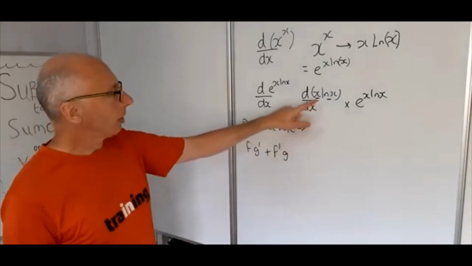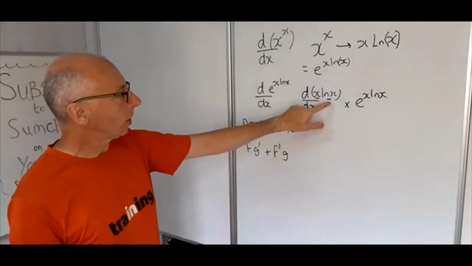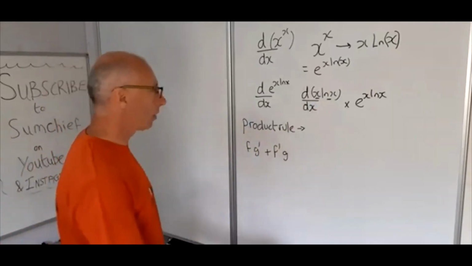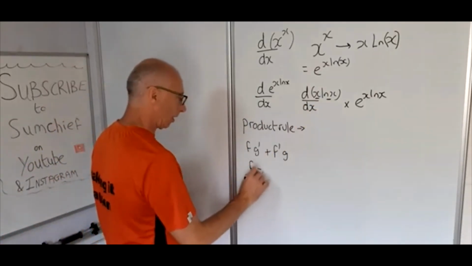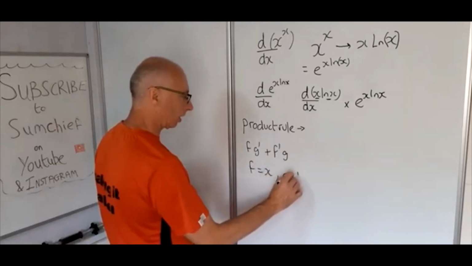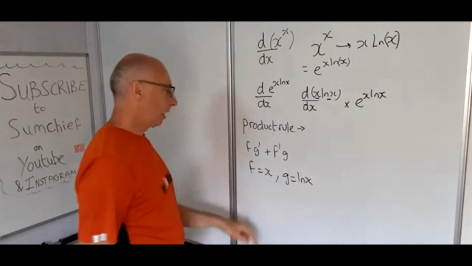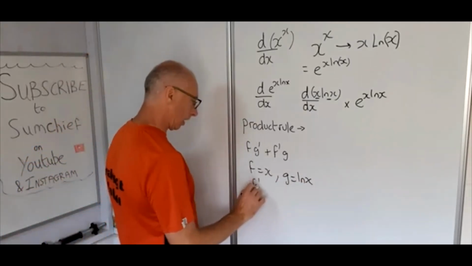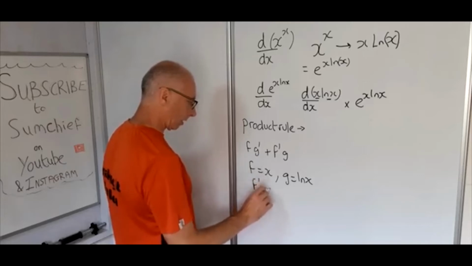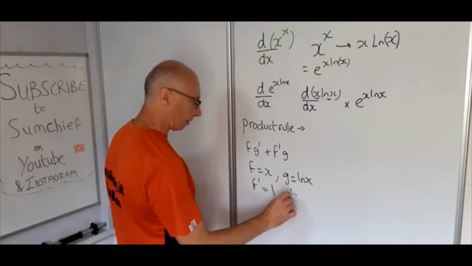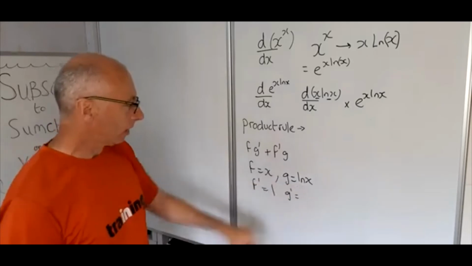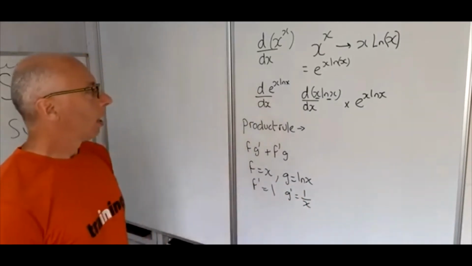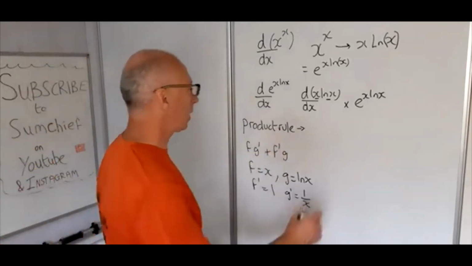So what we have to do now is assign an f or a g for each one of these. Now it doesn't matter which way around you do it, but on this one I'm going to call f is x and g equals log of x. And just while we got the stuff here, we'll take the derivative of each of these. So f prime of x is just 1, and g prime, so derivative of log of x is 1 over x.